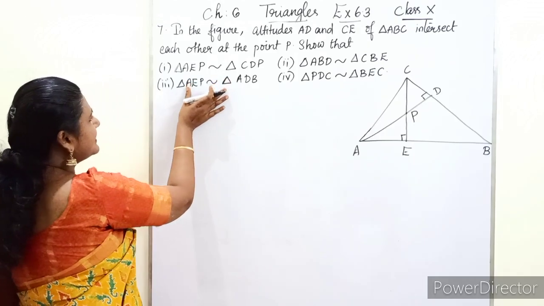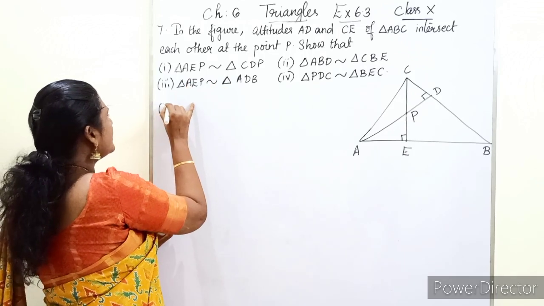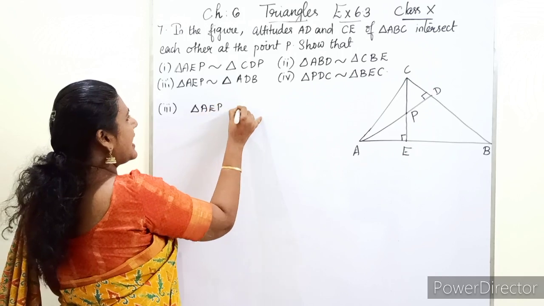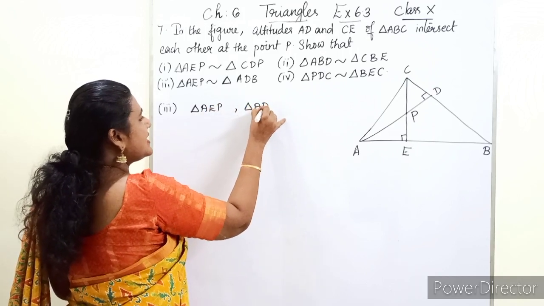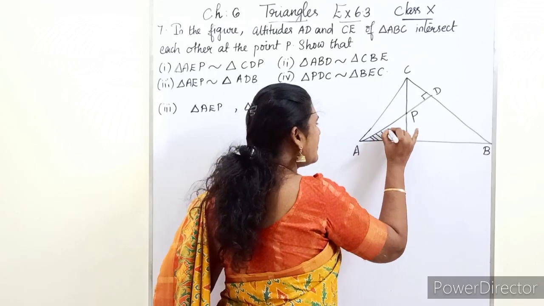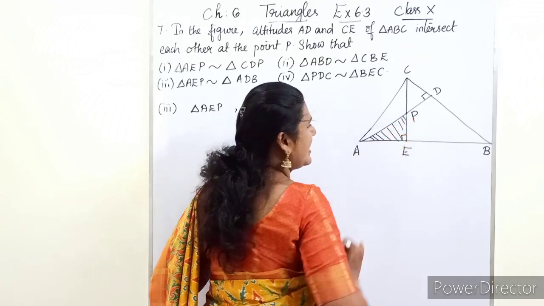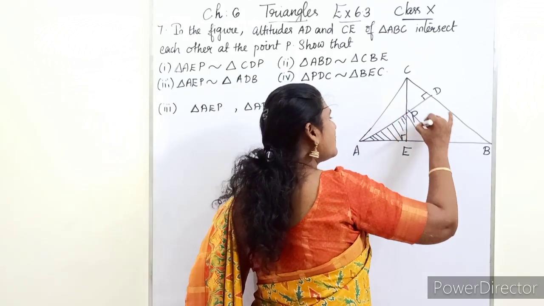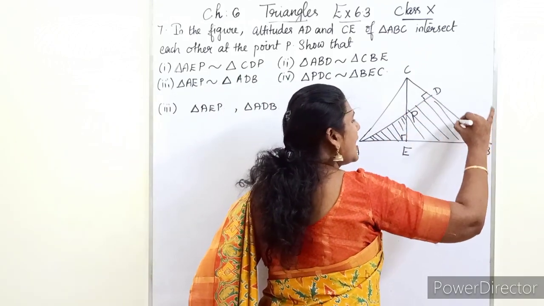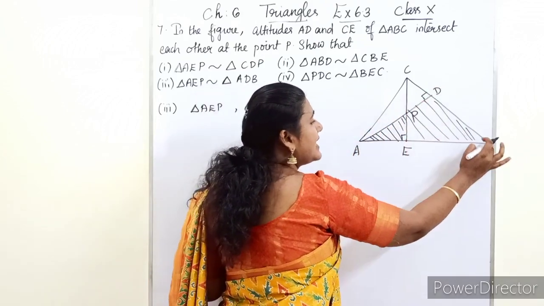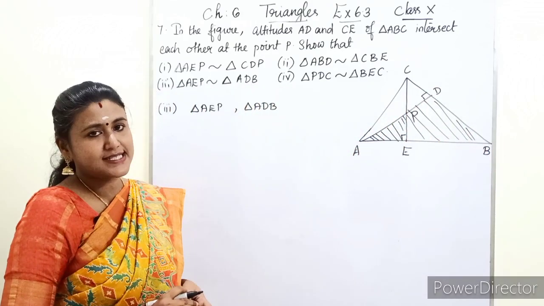Okay. Now in the third pair, we will take these two triangles, that is triangle AEP and triangle ADB. So this is the triangle AEP and triangle ADB. ADB means this full triangle. So you have to prove this smaller triangle AEP and ADB, these two triangles are similar.